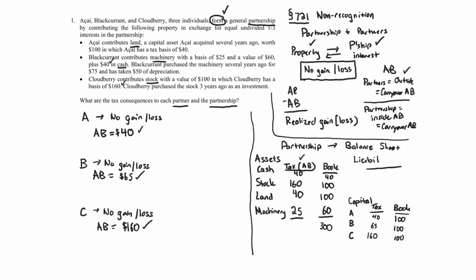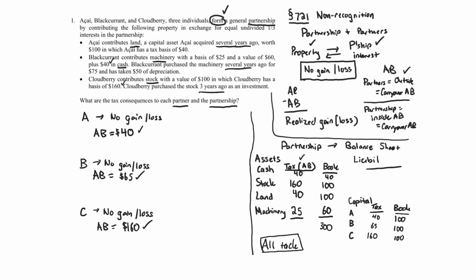So let's start by talking about the partnership because that one's easy. For the partnership, everything tacks. All items get to tack. Now cash isn't really tacked because it's cash. There's no difference in terms of gain or loss. But everything tacks. So that means that the land, which was acquired several years ago, gets to add on those several years. The machinery, several years ago, the stock, 3 years. You get to add on those periods of time. So the partnership later sells it the next day, it gets to add on those periods of time.